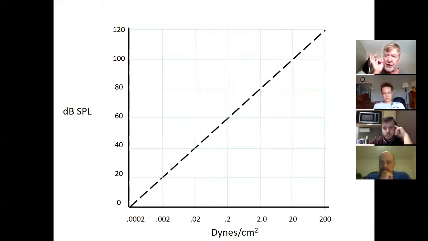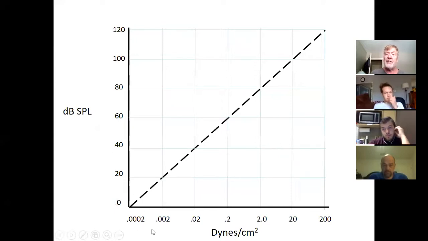And we're going to call 0 the softest pressure it took for a normal hearing human to hear a 1,000 hertz tone at 1 meter distance with 2 ears. Those 3 conditions. Whatever pressure was the softest in that condition to hear that 1,000 hertz tone, it happened to be 0.0002 dynes per centimeter squared against the eardrum. That's the pressure. We're going to call that pressure 0 decibels sound pressure level.